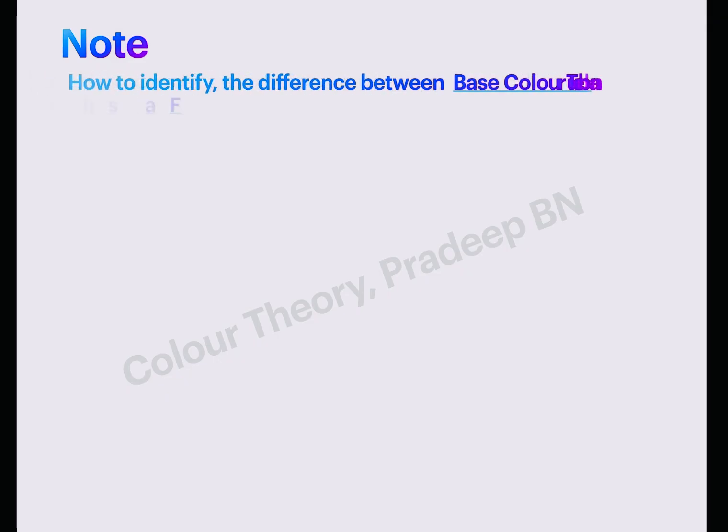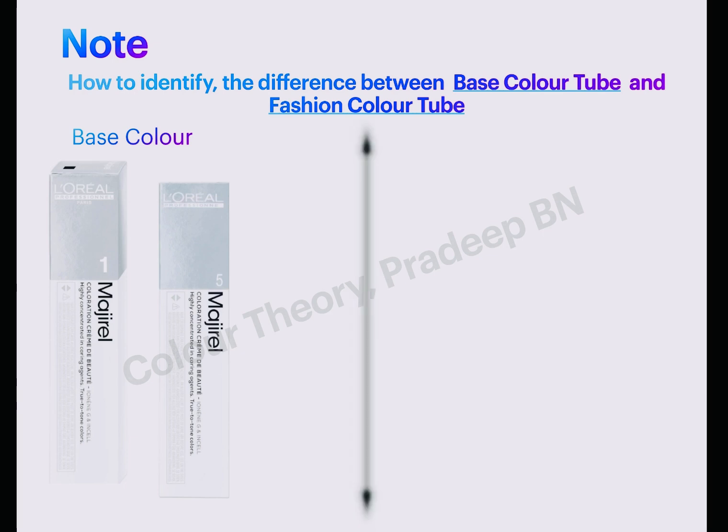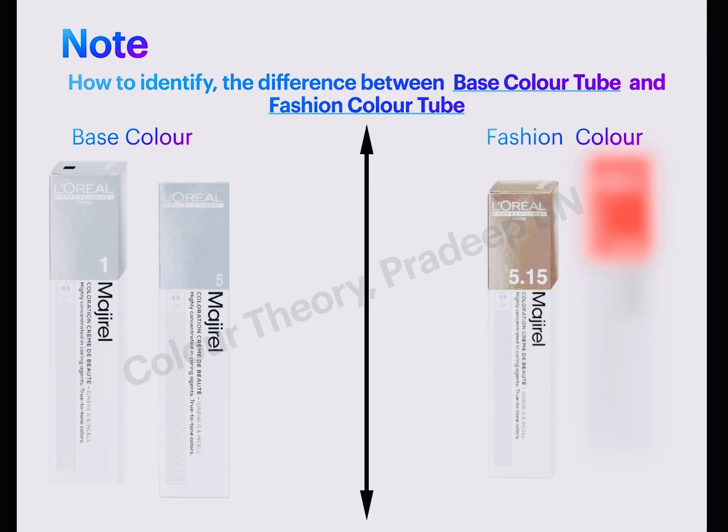In simple terms, I'll be explaining how to identify the difference between the base color tube and the fashion color tube. In base color tubes we don't have reflection, and in fashion color tubes we have reflection. When you observe the numbers in a base color tube, you will find a single number such as 1, 2, 3, 4, 5, 6, 7, 8, 9, 10 or 1.00. Even those are base color tubes. That means it doesn't have any reflection.